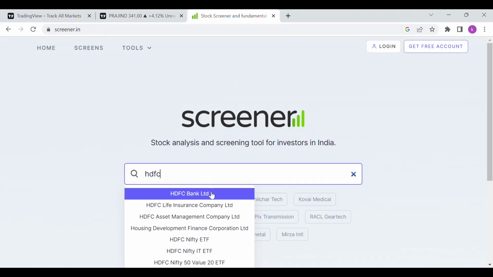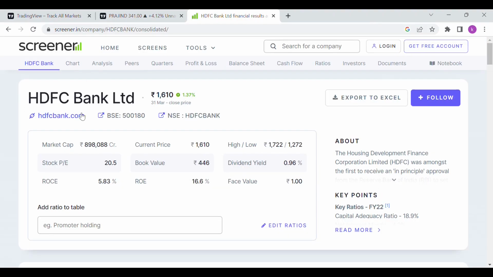This is how the website looks. Just click on screener.com, and this is how the dashboard looks. Just type a company. For example, I have typed HDFC. Just click on HDFC. Once you click on HDFC, this is how the dashboard appears.